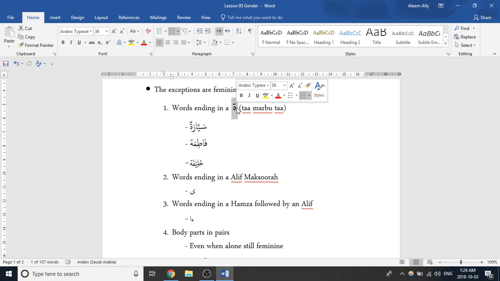If you see this on the end of a word, 99% of the time it's going to be feminine. So sayyaratun means a car, feminine word, right? And we can tell just based on that ending there. Most female names actually have it too. So Fatima, right? That ta marbuta on the end is indicating that it's feminine. Khadija, Aisha, all those words have it on them, and they indicate that it's feminine.